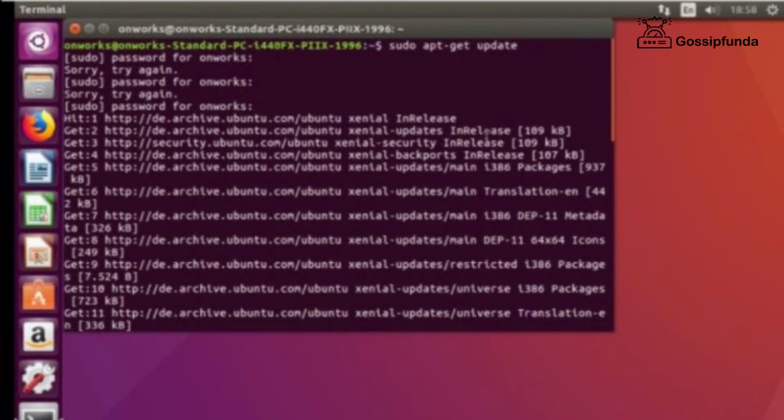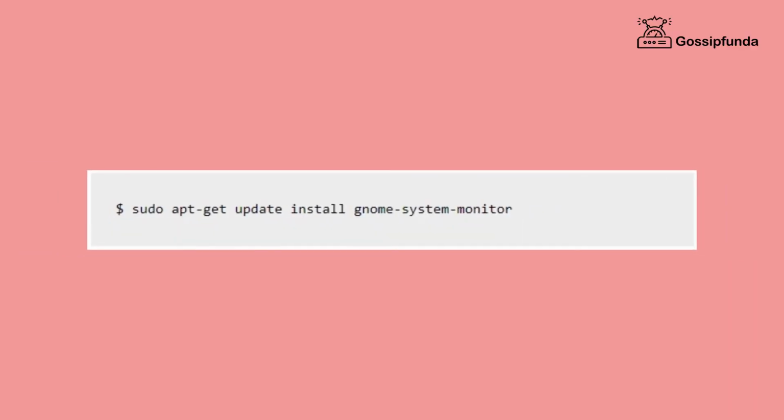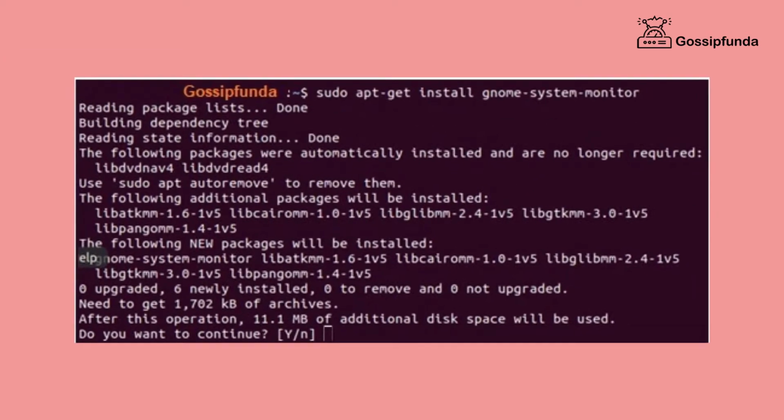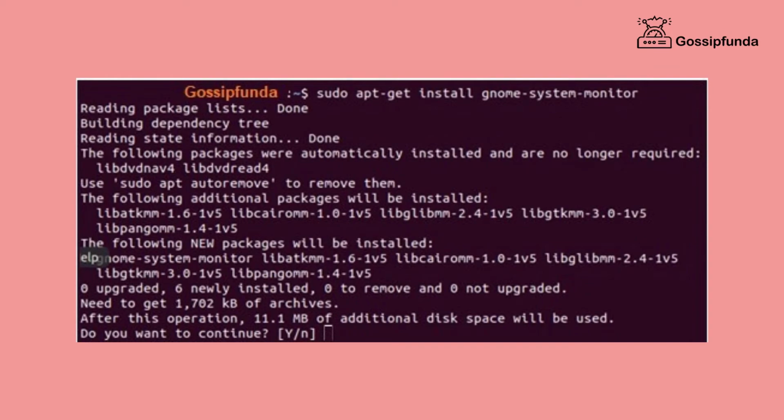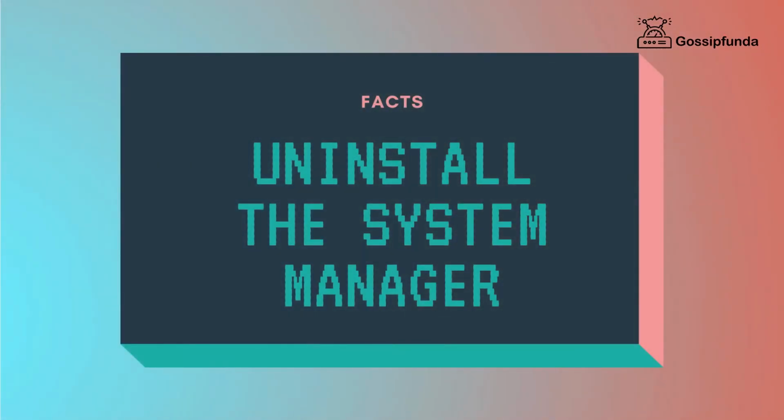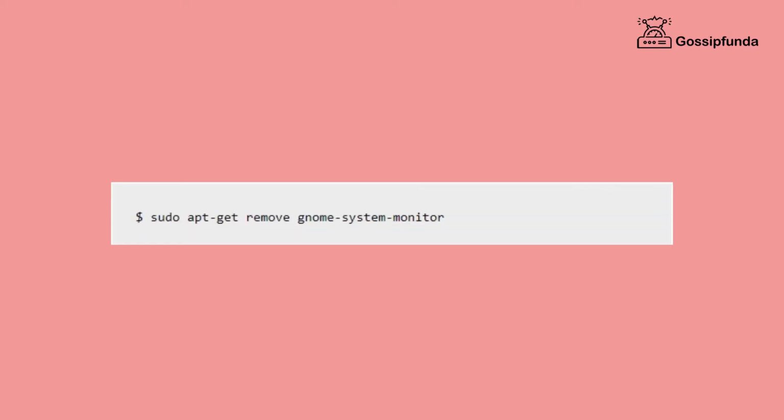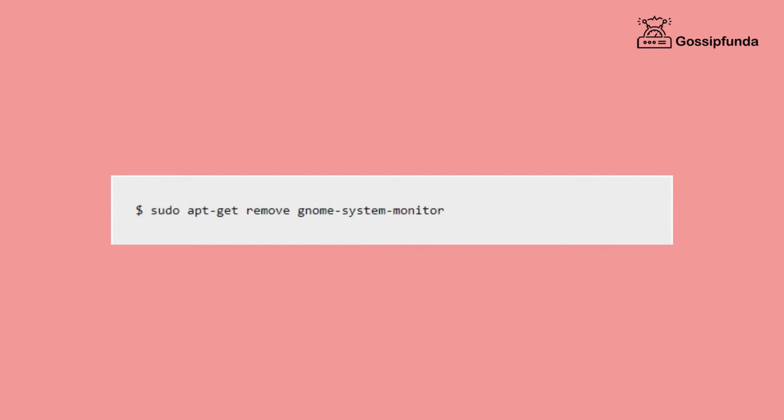or configure the software. $ sudo apt-get install gnome-system-monitor is the command to install the GNOME System Monitor. The system prompts for yes/no to continue the installation. If the user hits Y, then the installation process will commence. Uninstall the system manager. We can uninstall the system manager by using the following command. This will also allow the user to make a choice of yes or no while uninstalling the program.